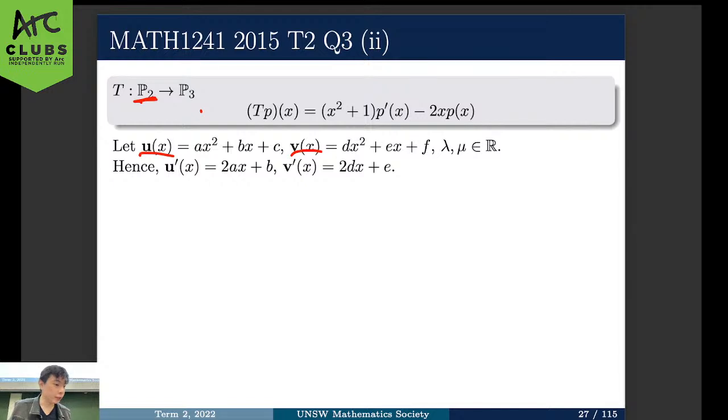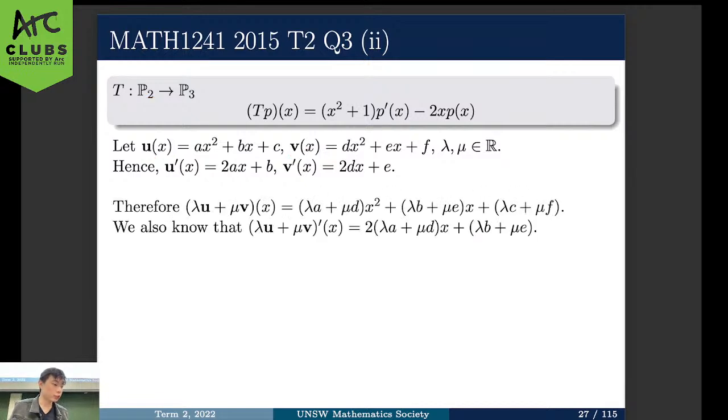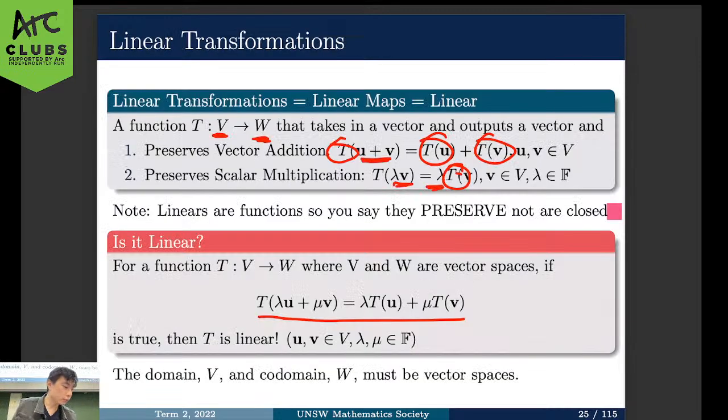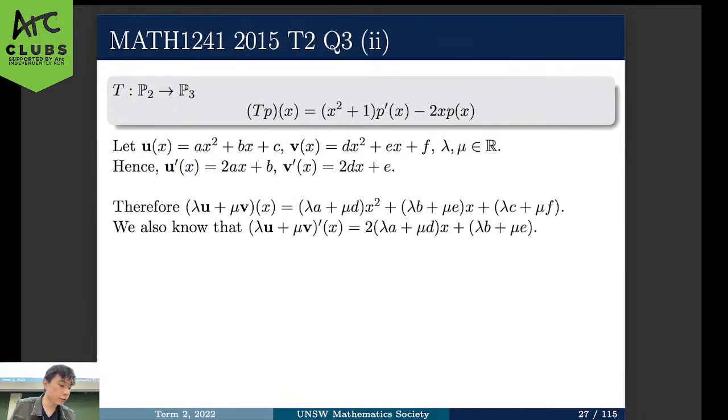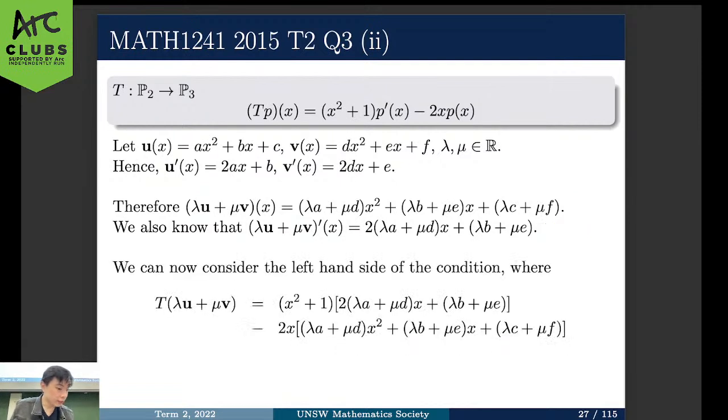and then we define two generic scalars. Then we also note that the question requires us to take the derivative, so we have taken the derivative for each of the polynomials we've defined. And now we just construct the thing that we're putting into the transformation. So right here, we construct what's inside the transformation, and that gives us this polynomial, and also we have its derivative.